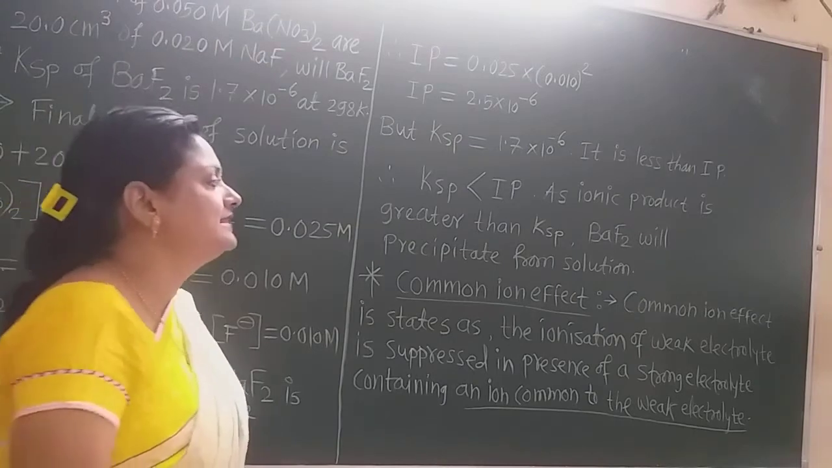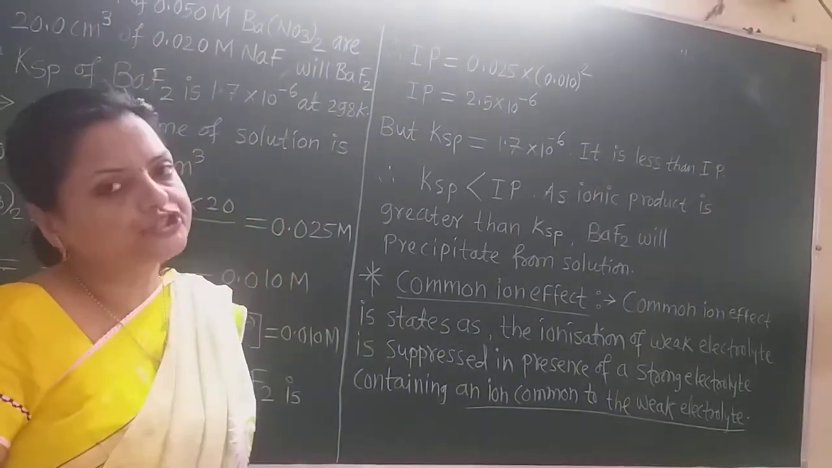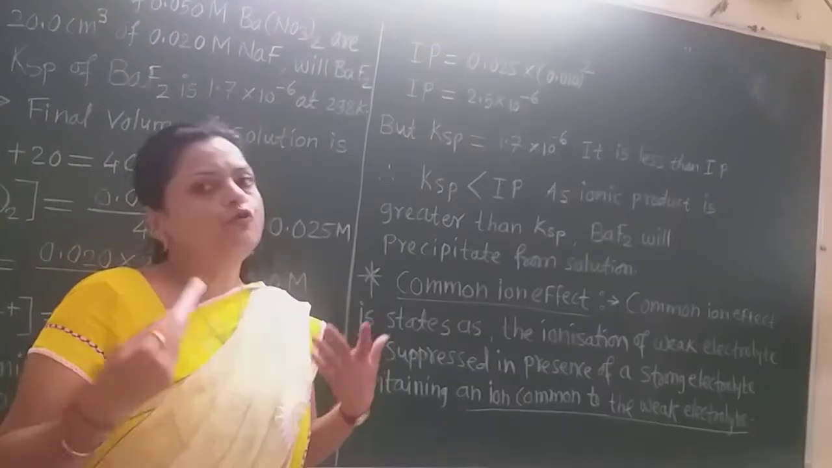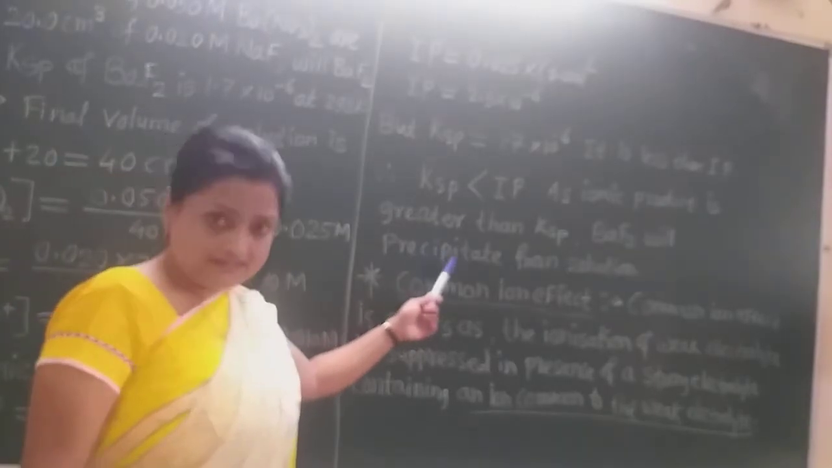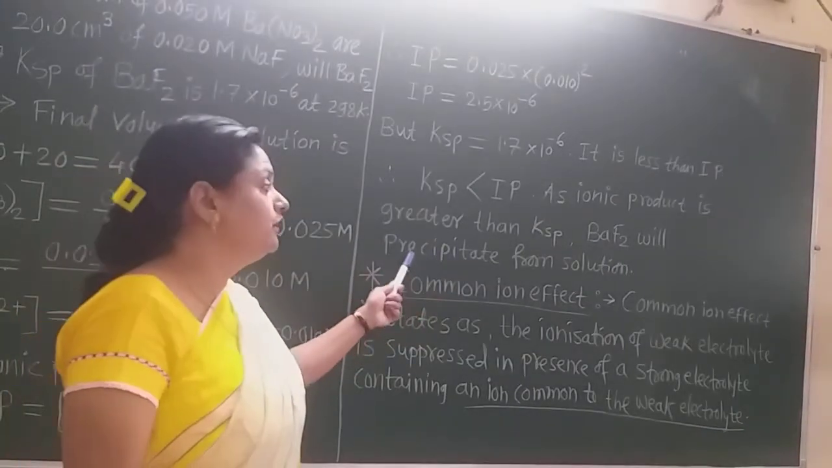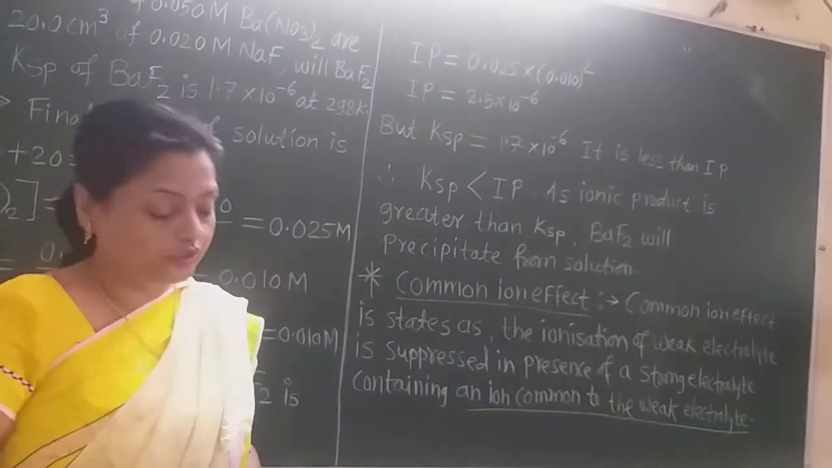As ionic product is greater than solubility product, BaF2 will be precipitated from the solution. They ask us whether the BaF2 will precipitate or not, so we can say that the BaF2 will be precipitated from the solution because ionic product is greater than solubility product.